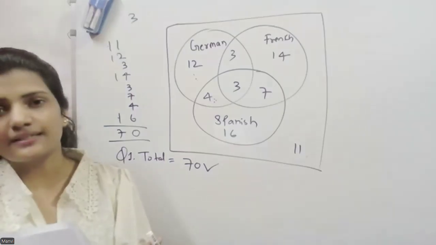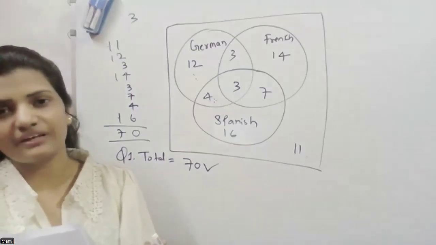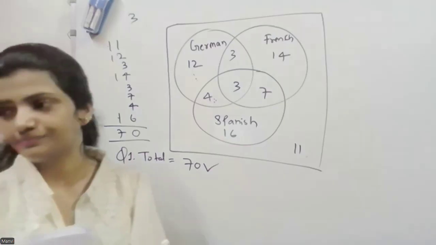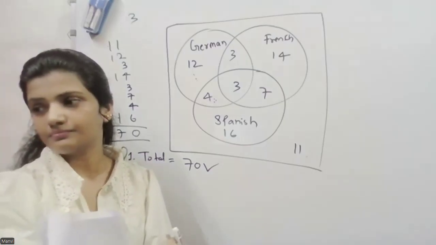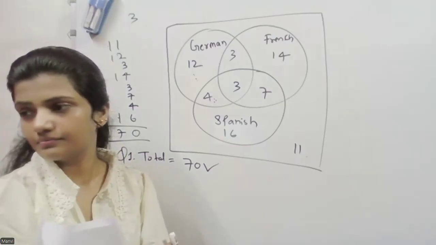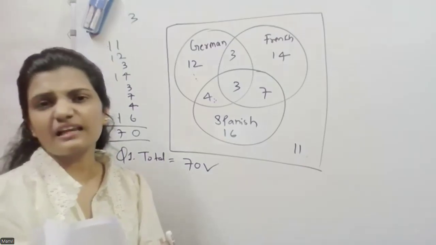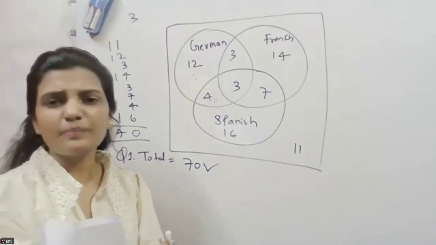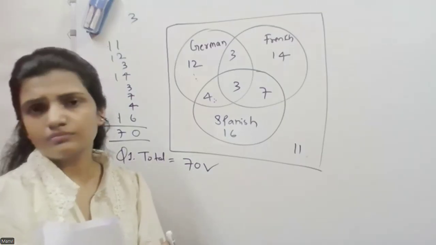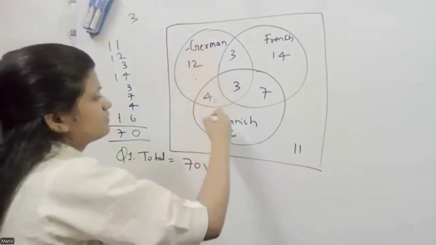Okay, how many students study both German and French but not Spanish? Like German and French, not Spanish. Or we can change it like how many students speak German and Spanish but not French? German and Spanish, but not French.